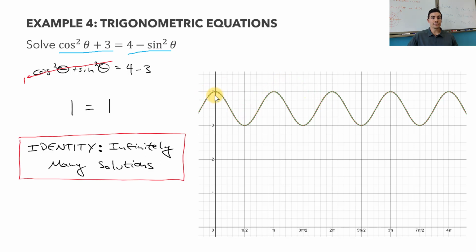Okay, so those are two graphs overlaid over each other, and you can see that they are the exact same graphs. So we have infinitely many solutions, meaning it doesn't matter what theta value I plug in, I'm going to get a true statement for this equation.